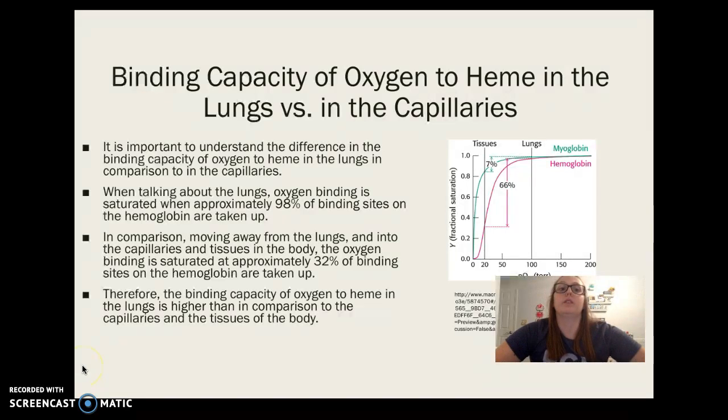Okay, so moving forward, binding capacity of oxygen to heme in the lungs versus in the capillaries. It's important to understand the difference in the binding capacity of oxygen to heme in the lungs versus in the capillaries. When talking about the lungs, the oxygen binding is saturated when approximately 98% of the binding sites of hemoglobin are taken up, which you can see on the graph to the right.